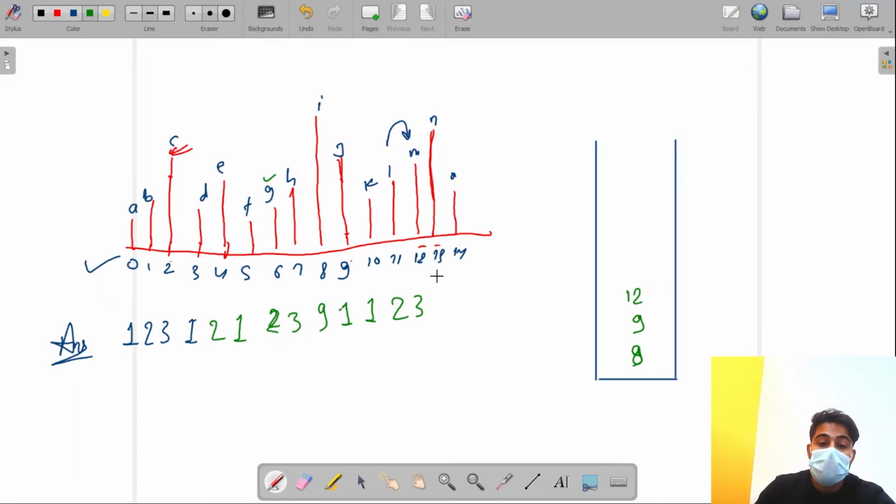We move forward. We reach the 13. This time all the values from the stack get popped out. Not all the values, because the top value, that is 8, is also in the stack.